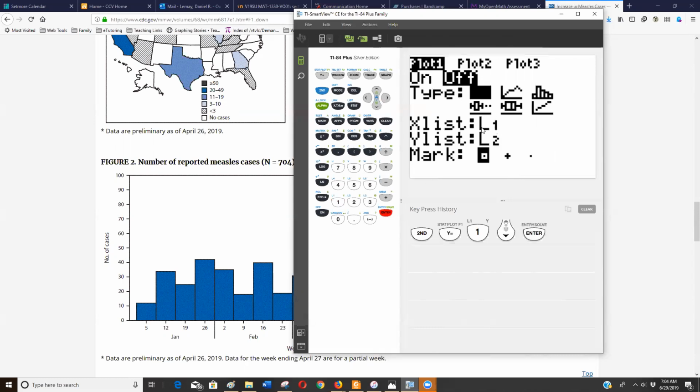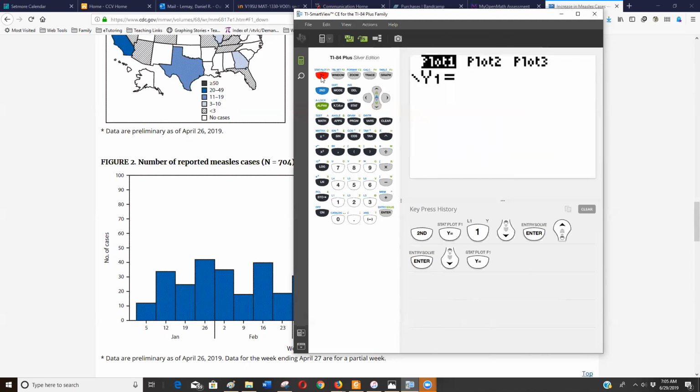And then it automatically asks, what do you want your x list to be? What do you want your y list to be? Well, I want time to be on the x-axis and the number of cases to be on my y. Whoops, I don't have it on. I'm glad I noticed that. Enter on. There we go. So it's on, it's dark, scatter plot selected, and I've got my two lists.